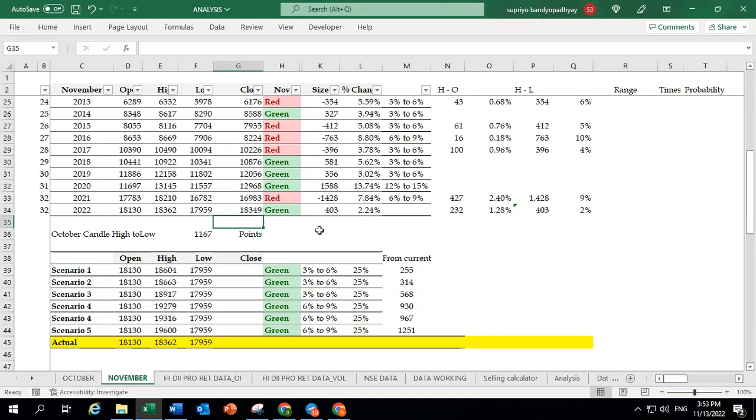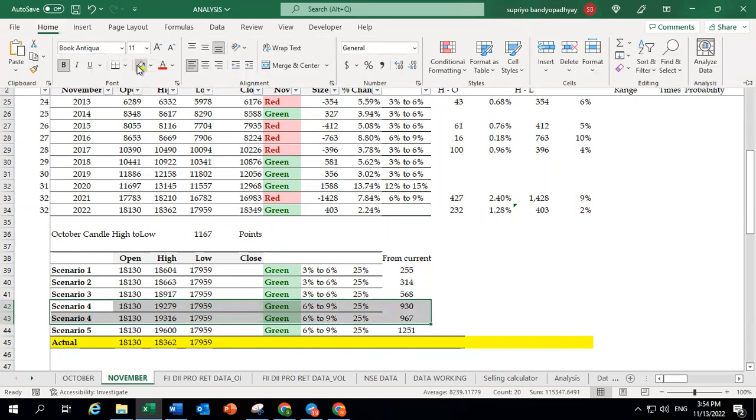So the probability of November remaining green is, according to me, more than 85 to 90%. If the market stays green in November, what levels can we look forward to? October's candle size was 1167. So I'm expecting a similar size candle to form in the month of November, which means I'm looking for a level of above 19,000. These are the two areas that I'm looking for.